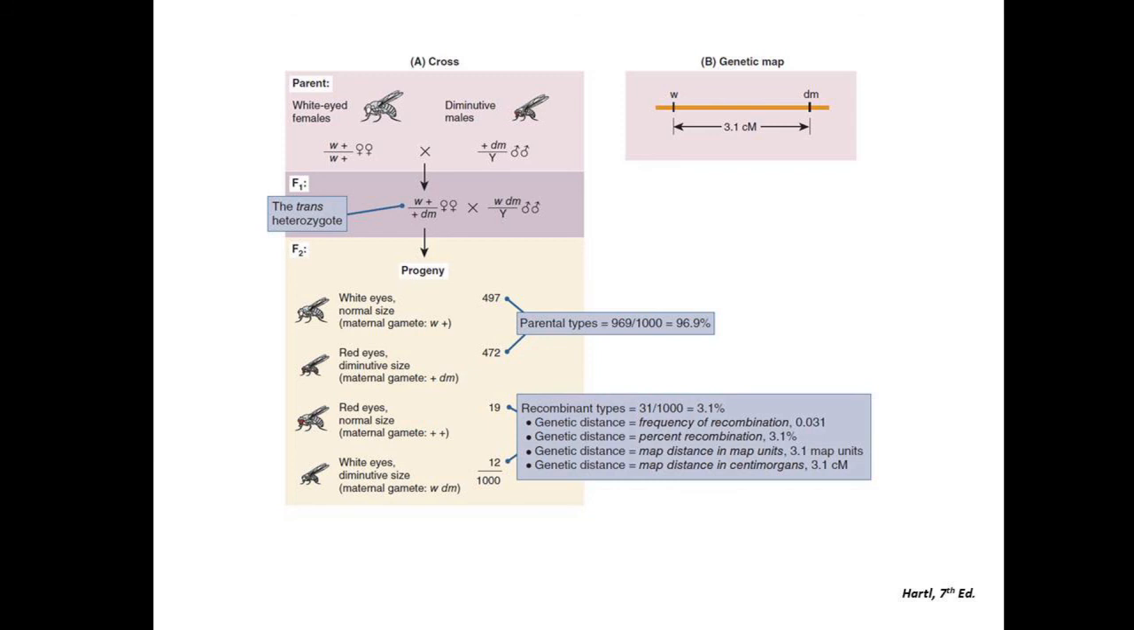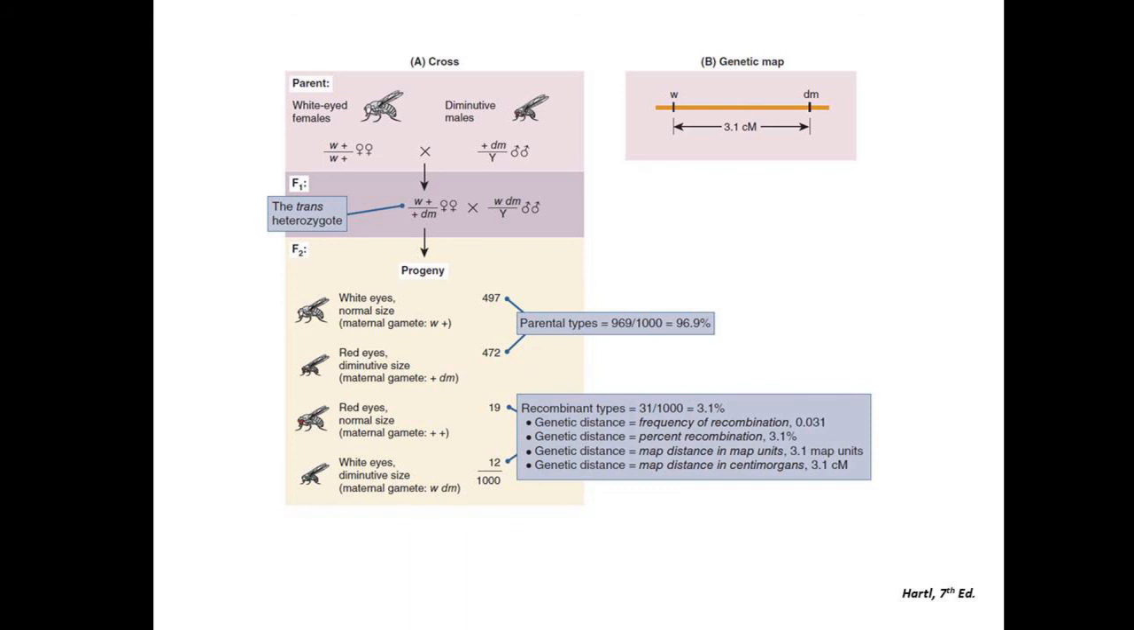So it says, look at this box, the genetic distance is the frequency of the recombination, that is 0.031. This is the frequency, out of 1. 3.1 is out of 100. 0.031 is out of 1. This is the frequency. So the percentage recombination is 3.1. Okay, out of 1,000 you can find 31. So obviously the percentage recombination is 3.1%. So the map distance in map units will be 3.1 map units or 3.1 centimorgan.